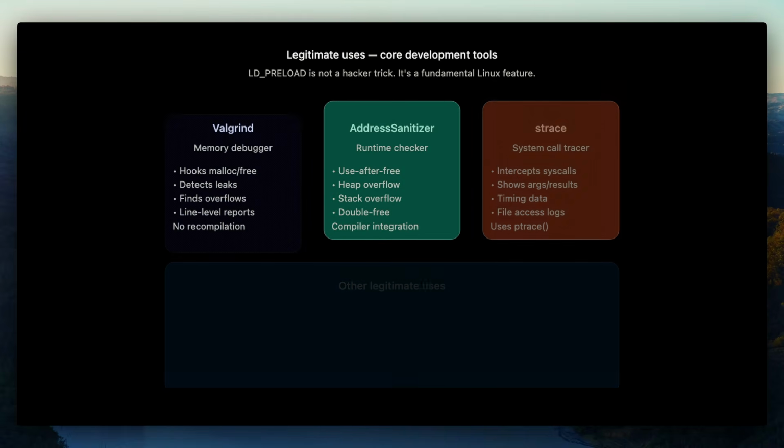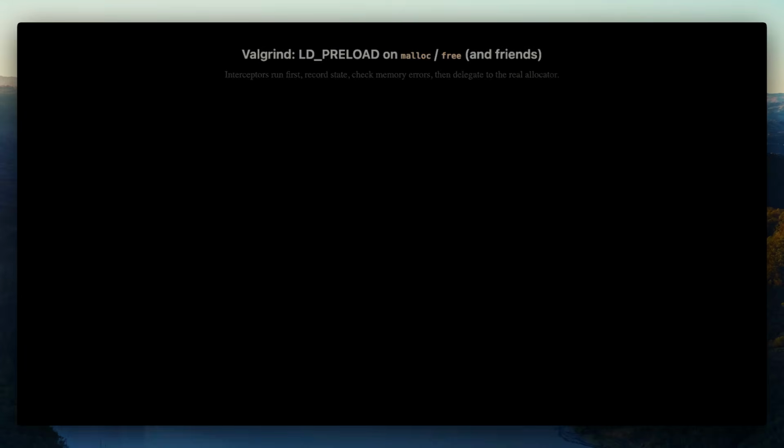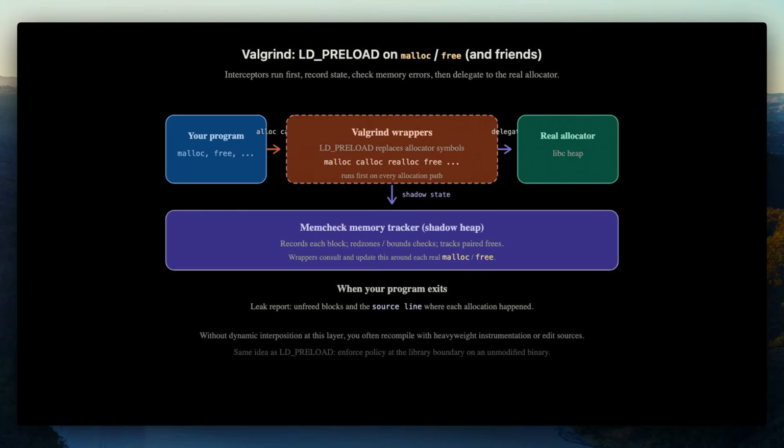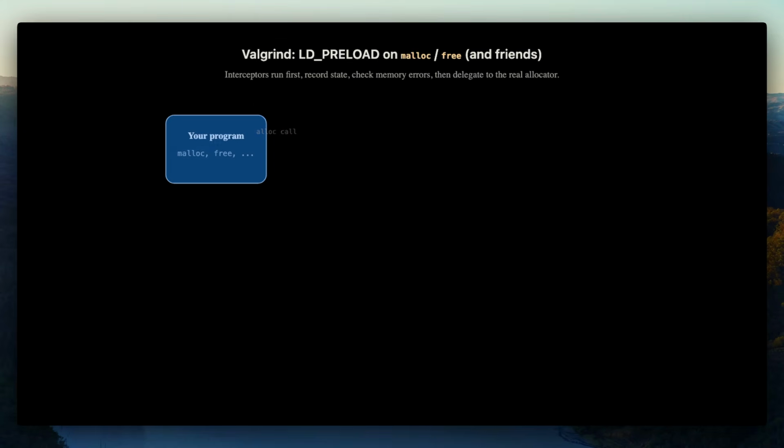I want to be clear about something. LD_PRELOAD is not a hacker trick. It is a core feature of the Linux development ecosystem, and some of the most important tools in existence use it. Valgrind uses LD_PRELOAD to replace malloc, free, and every memory allocation function. Every time your program allocates memory, Valgrind's version runs first, records the allocation, checks for buffer overflows, and tracks whether you freed it. When your program exits, Valgrind tells you exactly which allocations were never freed and on which line of code they happened. Without LD_PRELOAD, this would require modifying your source code or recompiling with special flags.